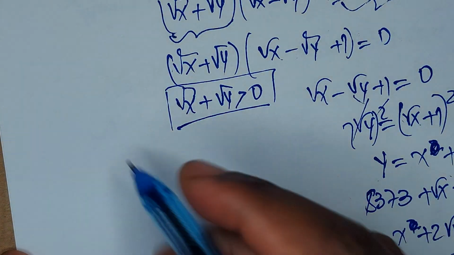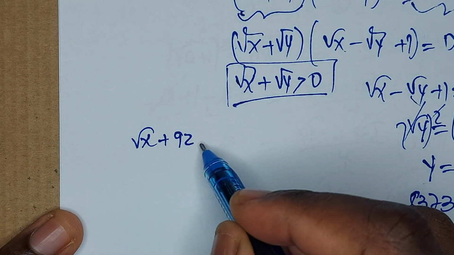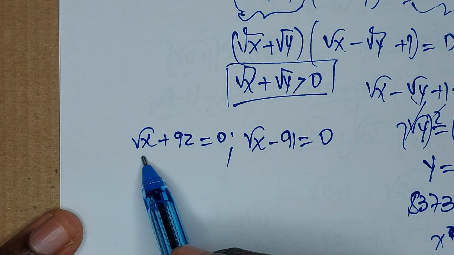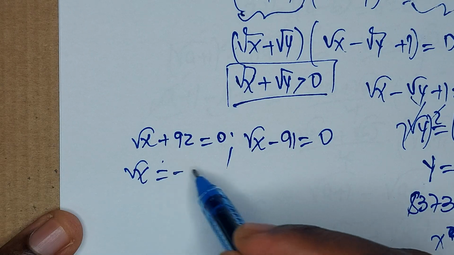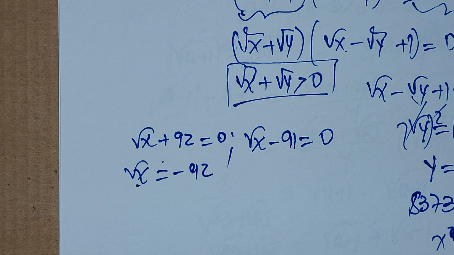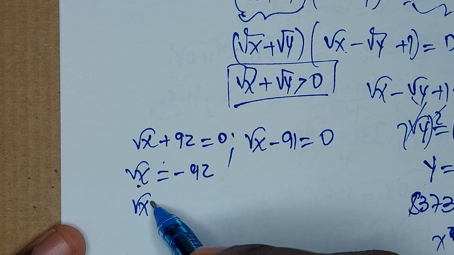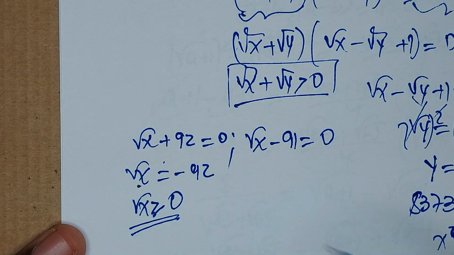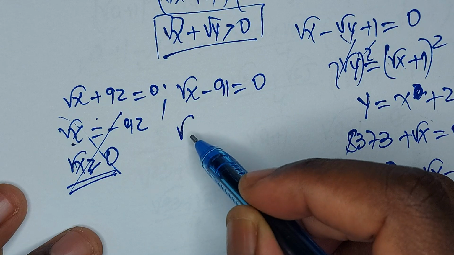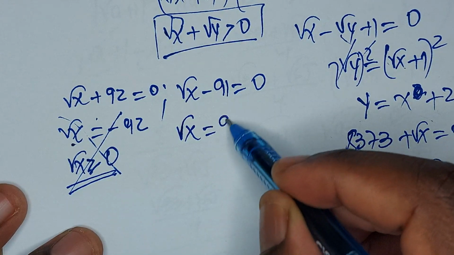Continuing here, we would have square root of x plus 92 equals 0, and square root of x minus 91 equals 0. So square root of x here is going to be negative 92, which is technically impossible, because we know that square root of x has to be greater than or equal to 0. So we're going to reject this and work with the other. So we have square root of x equals 91 here.